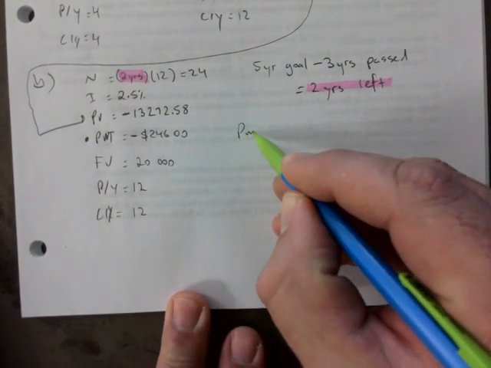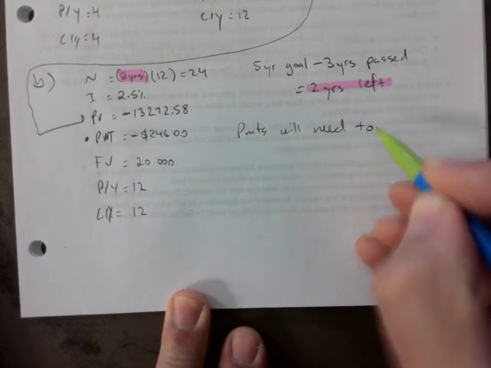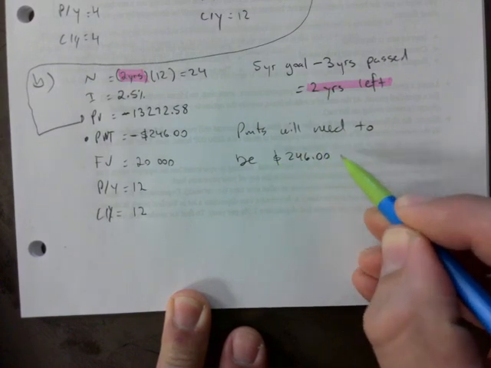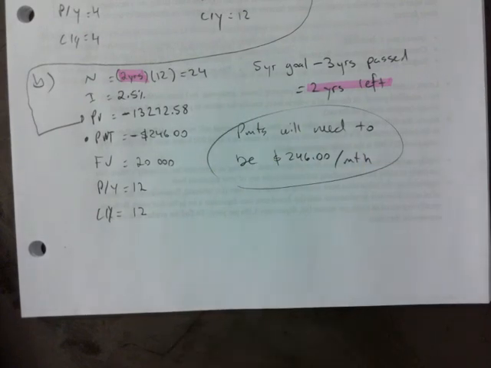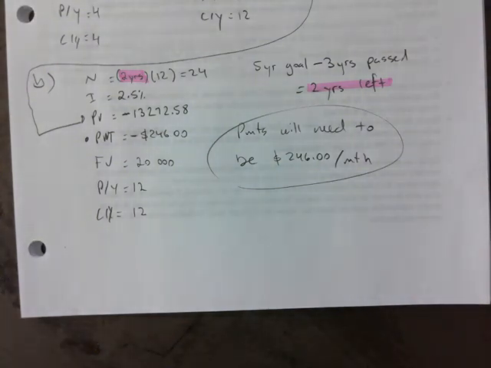So payments will need to be $246 per month. Right? That's in order to achieve the goal. So you have to put in a bit more than the 200 that you were doing up until this point.